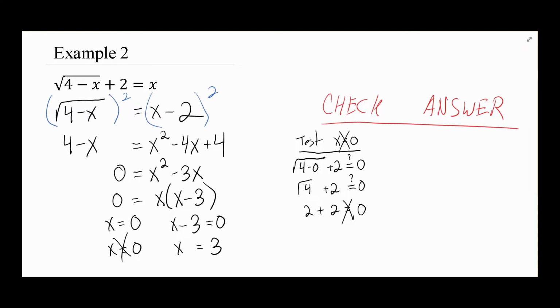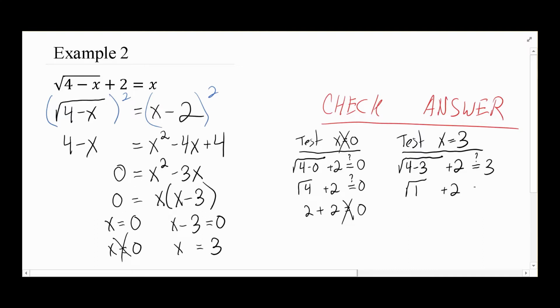But let's test x equals 3 and see if it works. So when we test x equals 3 back in the original, we get the square root of 4 minus 3. We're going to add 2 to that, and we're going to see if we get 3. So that's the square root of 1 plus 2 is supposed to equal 3, or 1 plus 2 equals 3. That looks to be true. And so x equals 3 is the only answer that we report here. We're not going to say x equals 3 and no solution or anything weird like that. We just have one answer. The other one just didn't work. So we threw it out.